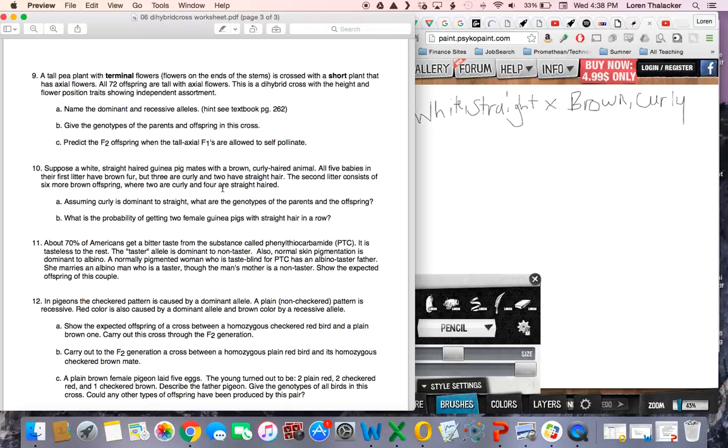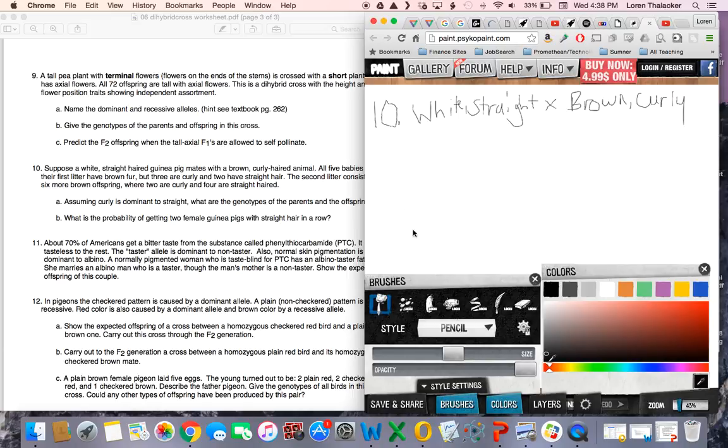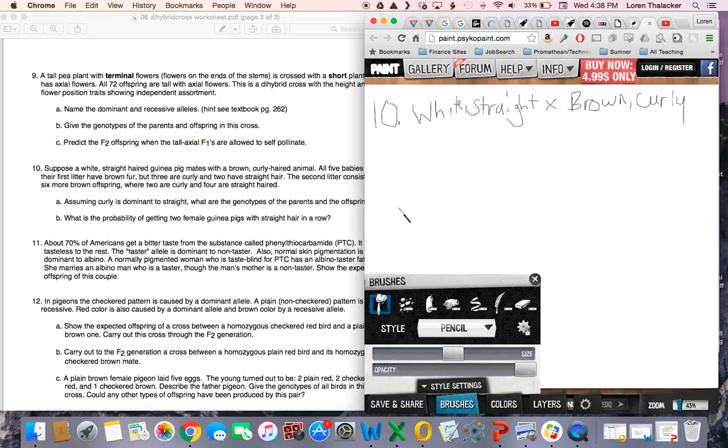It says, okay, there's 5 babies in the first litter with brown fur, 3 curly-haired, 2 straight-haired. Second litter has 6 more offspring, brown, and 2 are curly and 4 are straight-haired. So what I'm going to do is make a list of all the things I know. Let's talk about the colors of the guinea pigs.